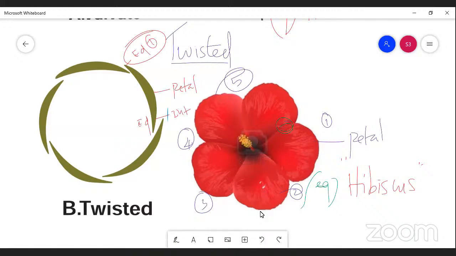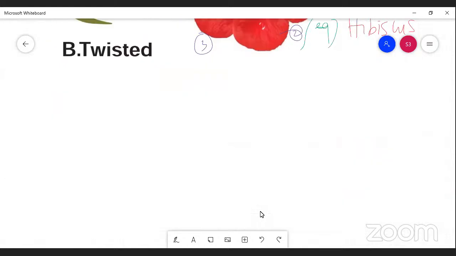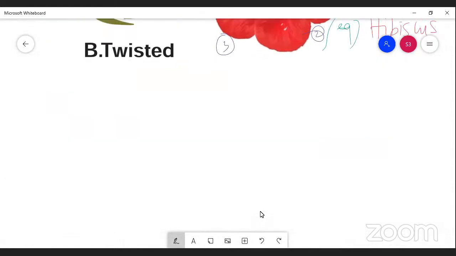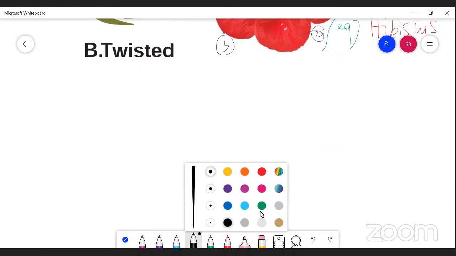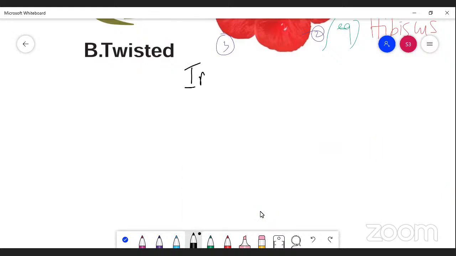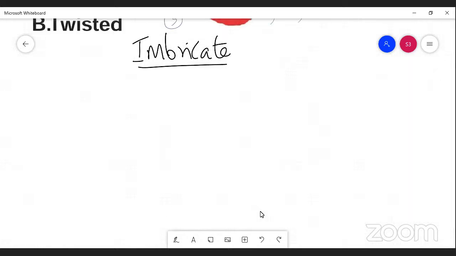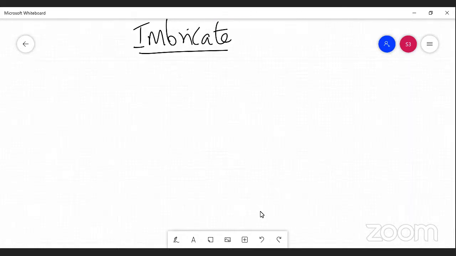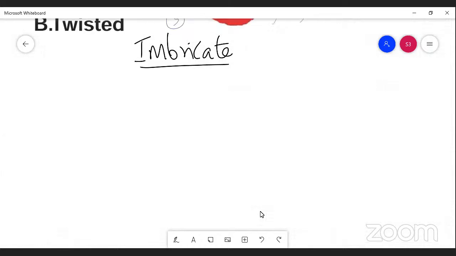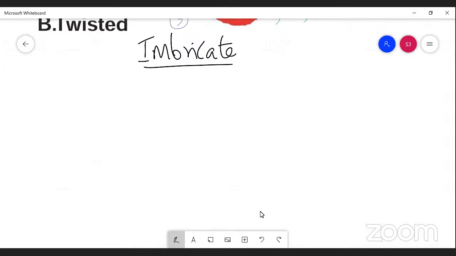Next we pass on to the third type of aestivation, that is imbricate aestivation. I am talking about the third type of aestivation, imbricate aestivation. Imbricate is a type of aestivation in which there will be 5 petals or 5 sepals. Of the 5 sepals or petals, one is exterior and another is totally interior, and the remaining 3 are in and out. That is called imbricate aestivation.